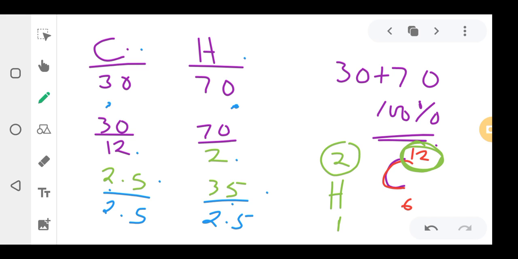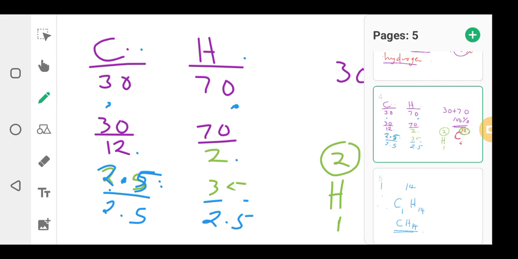And then when you find 25 and 35, the smallest number is the one you divide. Since 2.5 is smaller, this is 2.5, don't get confused, 2.5. So 2.5 is smaller than 35. That's the reason why I'm dividing 2.5 both sides. So that 2.5 comes out, 2.5 comes out. And then 35 divided by 2.5. That's how you do it, guys. Okay? So we are proceeding, going to the next question.